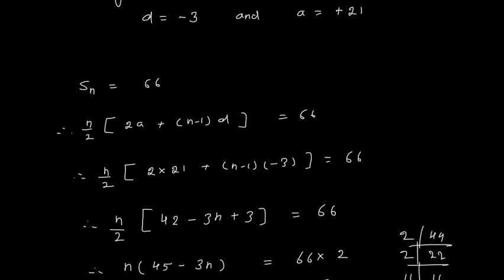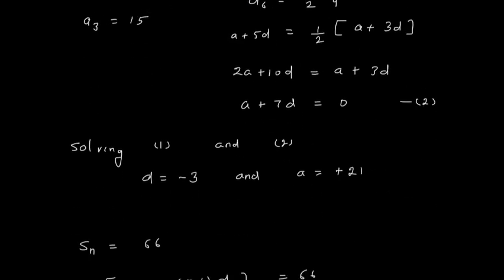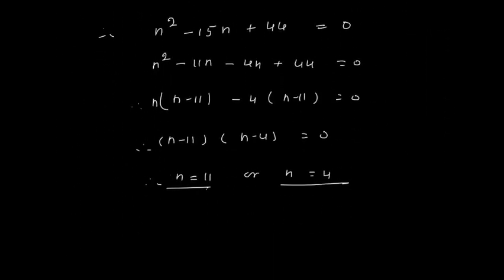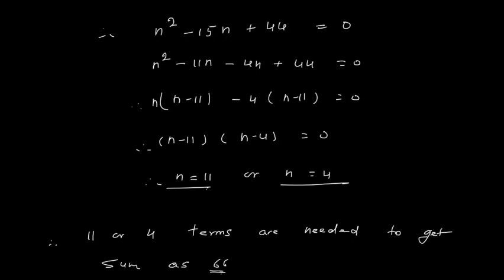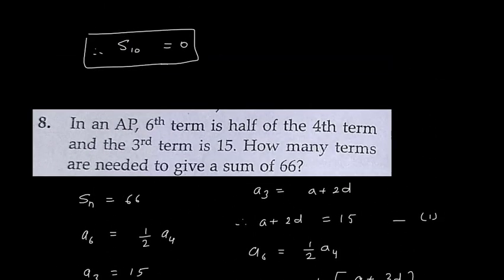So value of n is 11 or value of n is 4. How many terms are needed to give sum 66? So either 11 or 4 terms are needed. So I will say that 11 or 4 terms are needed to get sum as 66, right? 8th question.